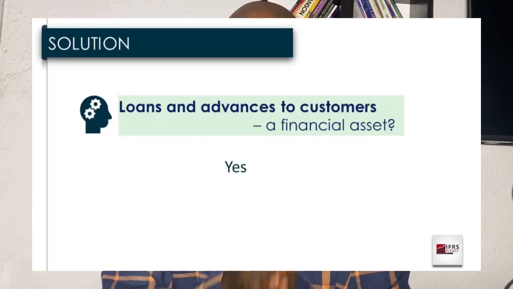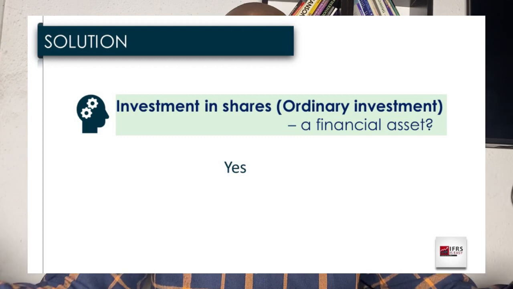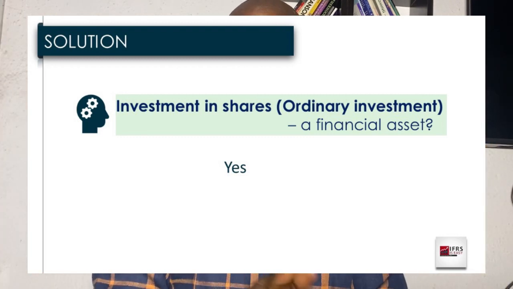Now, loans and advances to customers. This is popular with banks. When banks give loans and advances to their customers, what they expect in return is cash. And as a result of that, we have a financial asset. Now, investment in shares. We have said this oftentimes, that when you make an investment in equity, you're expecting cash, probably in form of dividends, or you're expecting cash as a result of this transaction. And so what you have is a financial asset.